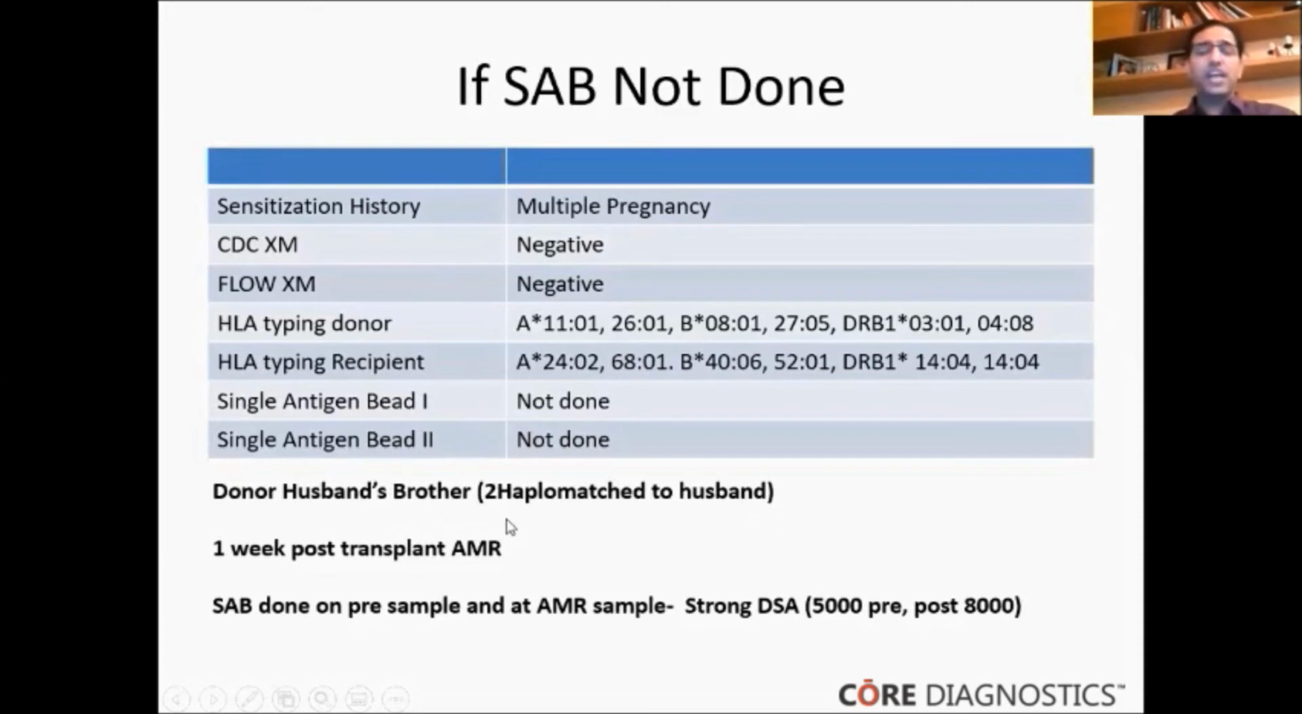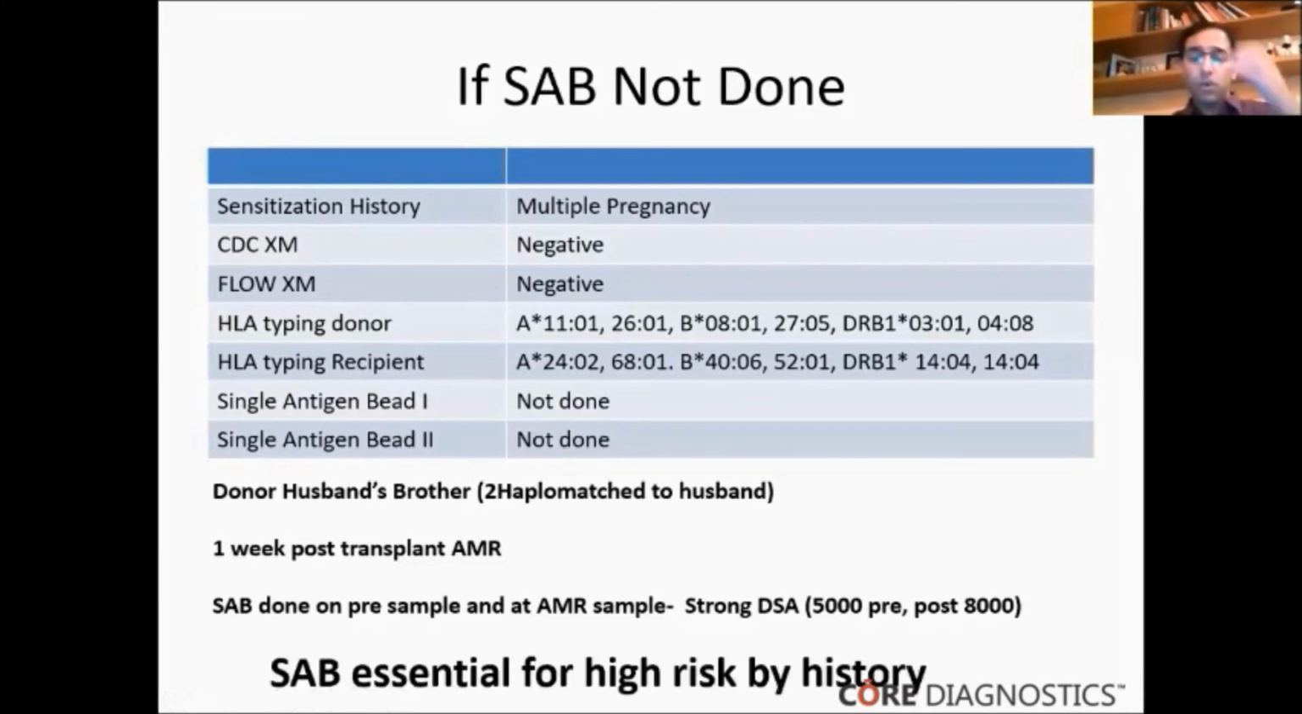At day 7, she had an antibody rejection. Her previous sample for the cross match still had some serum left, so we ran the single antigen bead on both the pre and the post. The pre titer was about 5,000 and the post titer was about 8,000, the highest MFI. One of the take homes is that single antigen bead is essential, especially for patients who are high risk by history of sensitization, or where the relationship is high risk, like a child to a mother, a husband to a wife, or a husband's brother or husband's family to a wife.